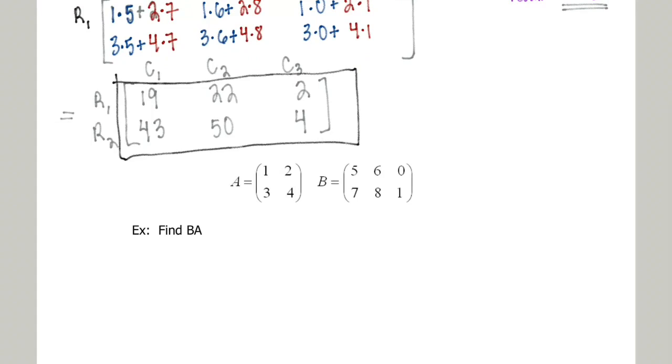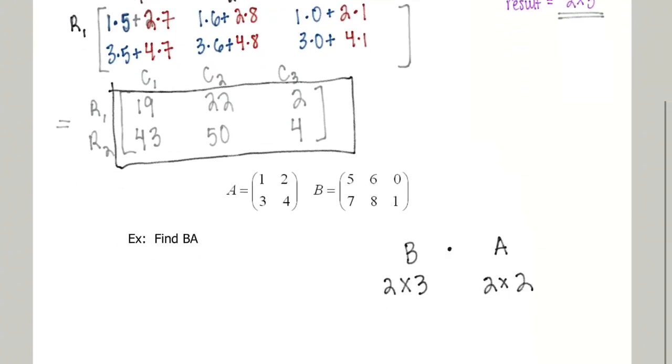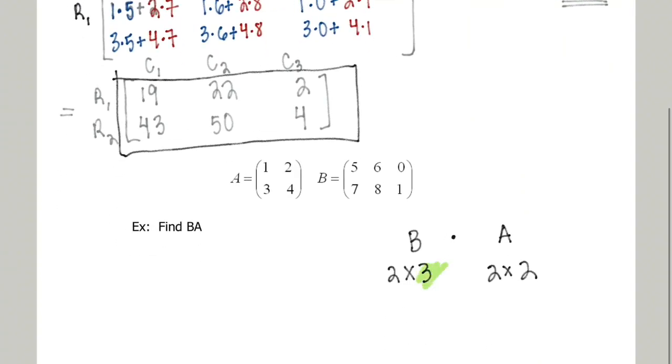It's a little tough. Let's see the next one. B times A. So this time we're going to take B, which is a 2 by 3, and we're going to try and multiply it times A, which is a 2 by 2. So remember what we did. We looked at the number on the inside, the number on the inside. These are not equal. Therefore, you cannot multiply.